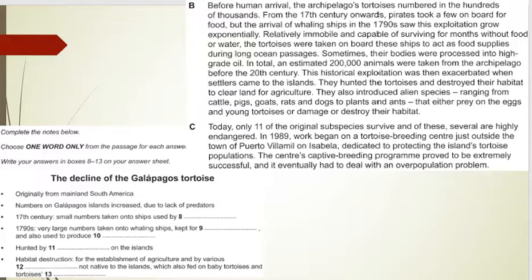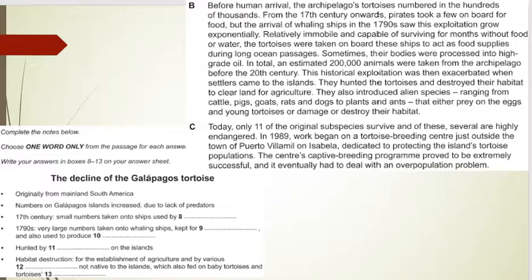So they cleared the land for agriculture. They also introduced alien species. Again, what is alien? Alien is nothing but not native. So what is our 12th answer? And by various species not native to the islands. That is nothing but alien species. Are you able to understand? So the 12th answer is species.